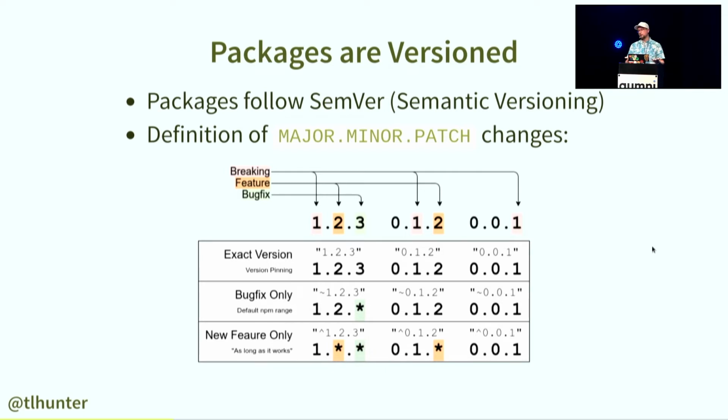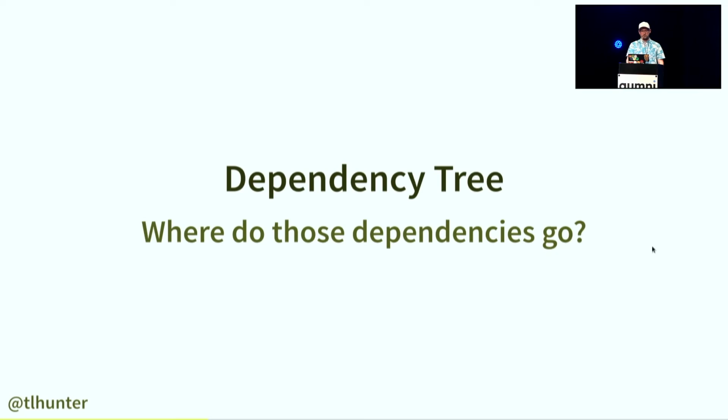There's also other ranges that we can use as well. You might have seen the greater than, less than, equal signs. But these symbols here are usually the most common. All right, so now let's look at the dependency tree. Where do these dependencies actually go once we install them?